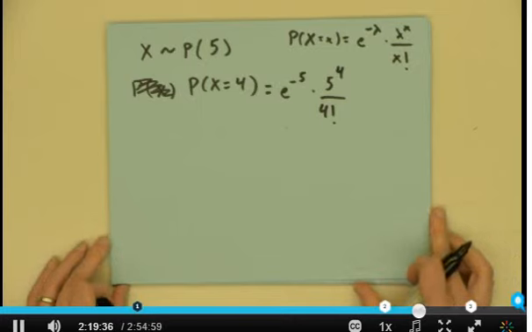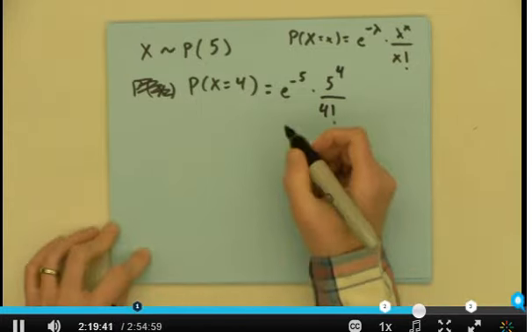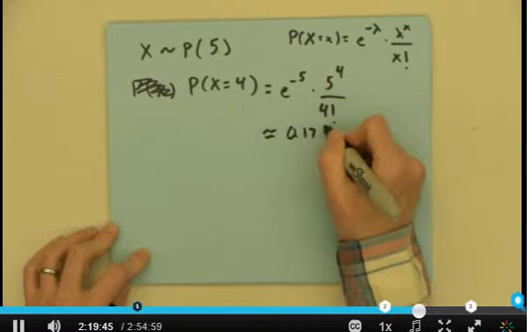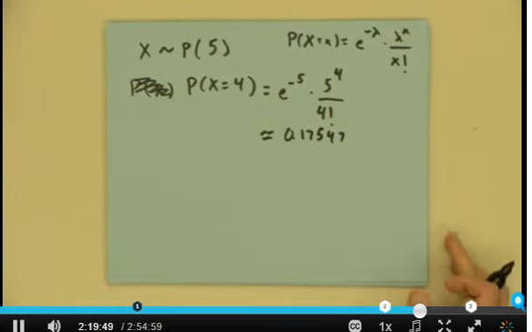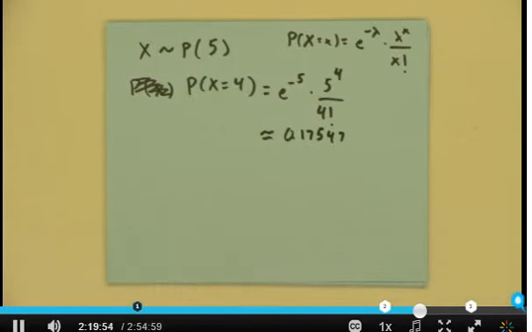All right, so you can type all this into your calculator. It's not a fun calculation, but your calculator will do it. And it looks like there's about a 17.5% chance that I'll see exactly 4 patients if the average is 5. And it's Poisson distributed. Okay.